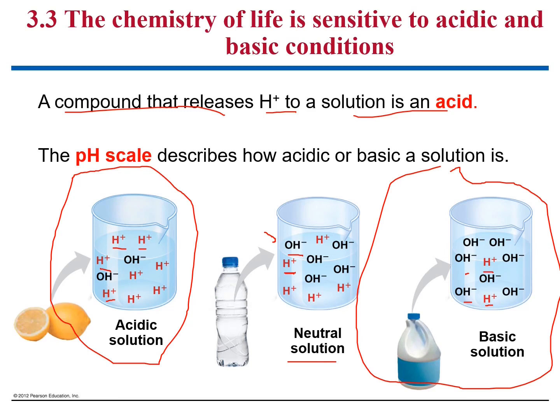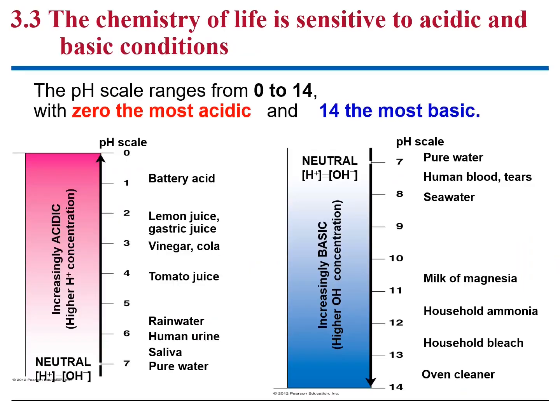And how do you measure that? You use a pH scale that describes how acidic or basic a solution is. The pH ranges from 0 to 14, and I know that you remember that from high school. 0 is the most acidic, so 0 will be this section, and the most basic will be 14.